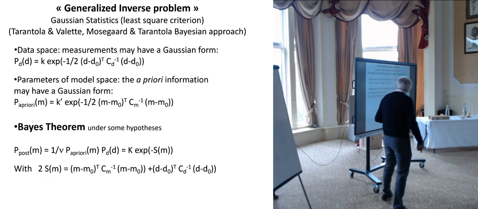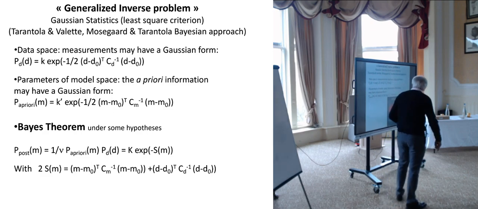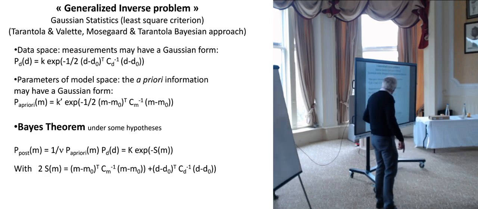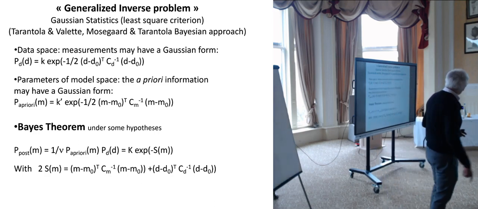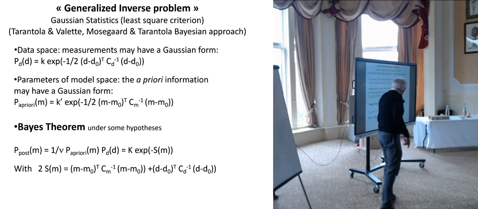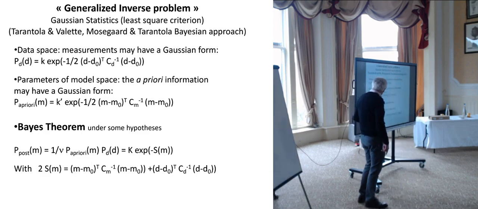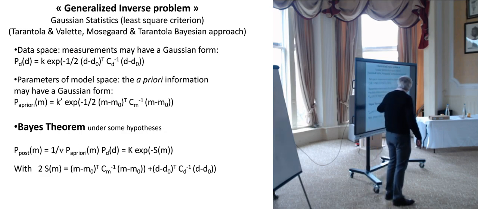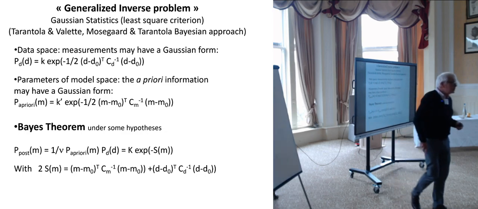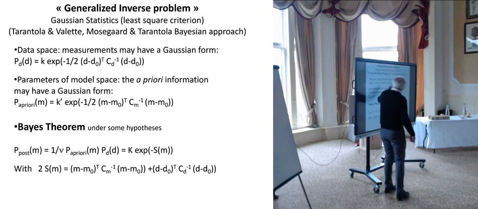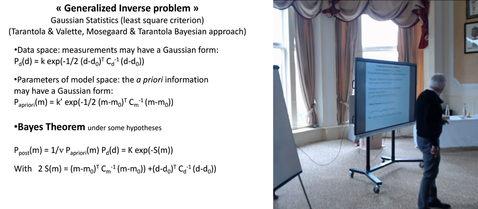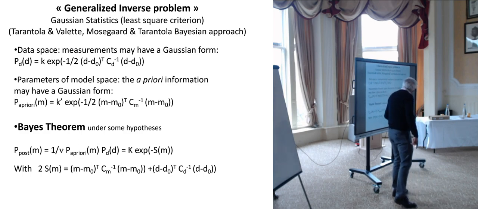And finally, it is what I showed previously. If we apply now the Bayes theorem, which will be detailed, of course, the most general presentation of the Bayes theorem, you can see that the a posteriori probability distribution for the model parameters is given by the product of the a priori probability distribution on the model and the probability distribution on the data. In that case, you easily see that you obtain something which is the exponential of the cost function.